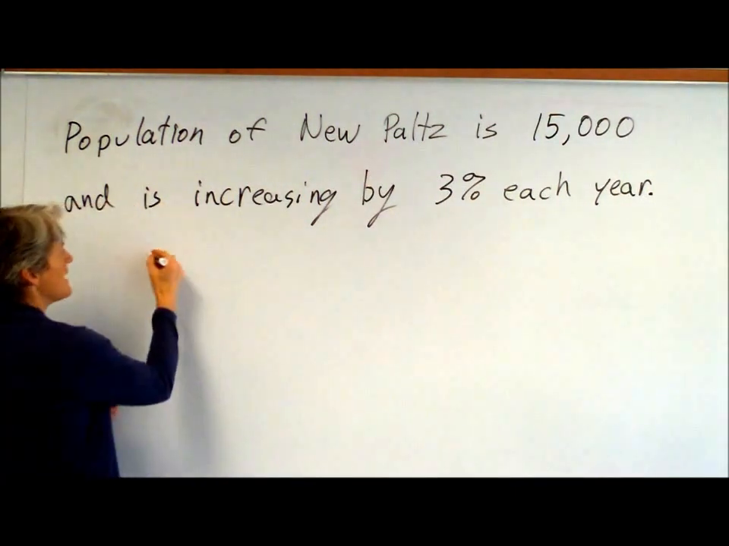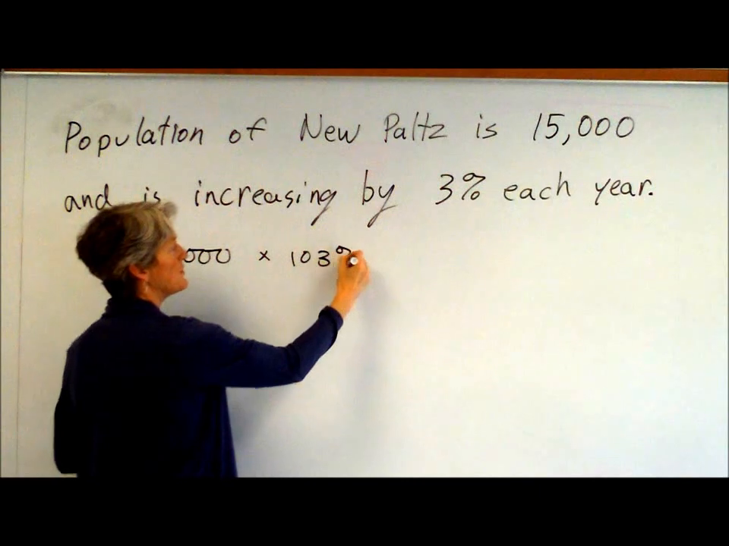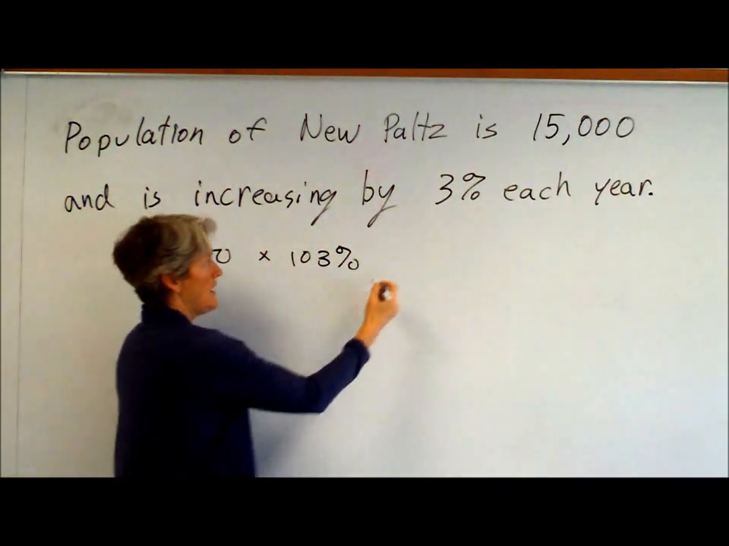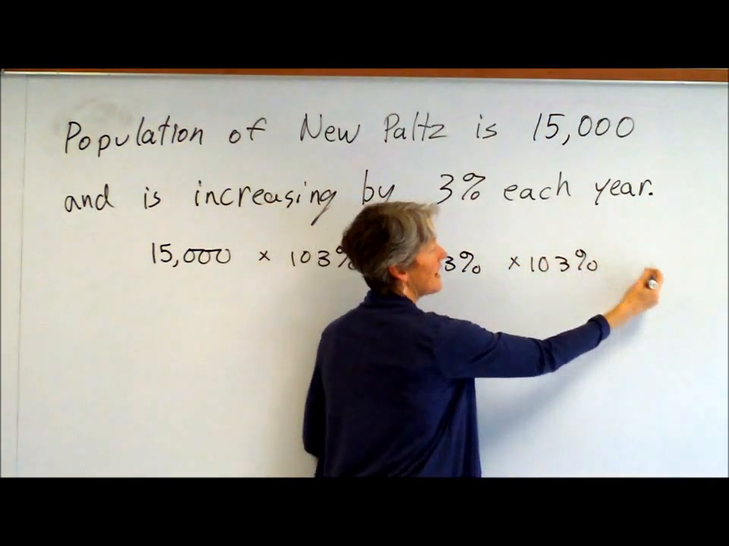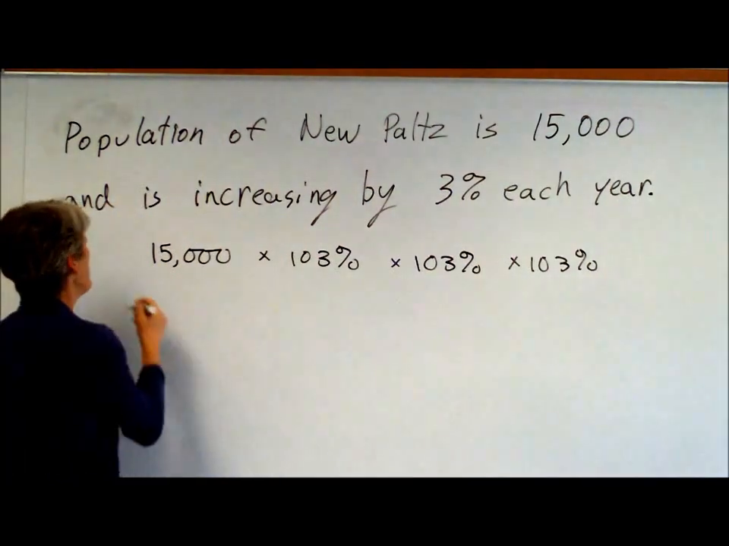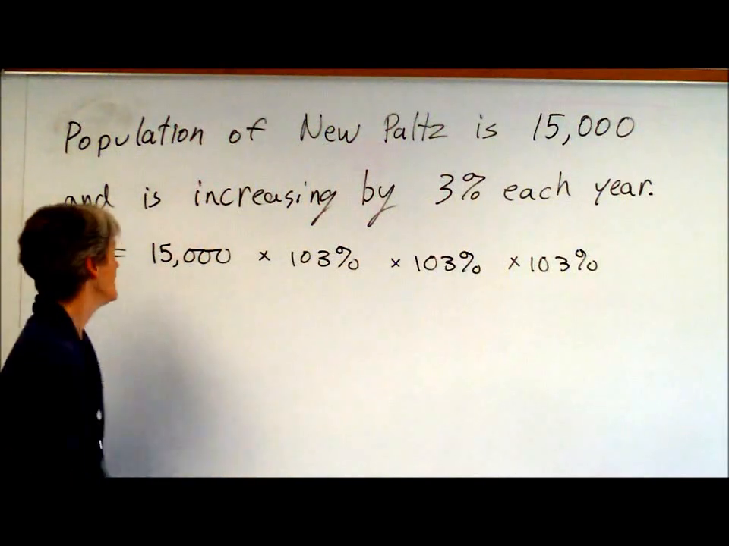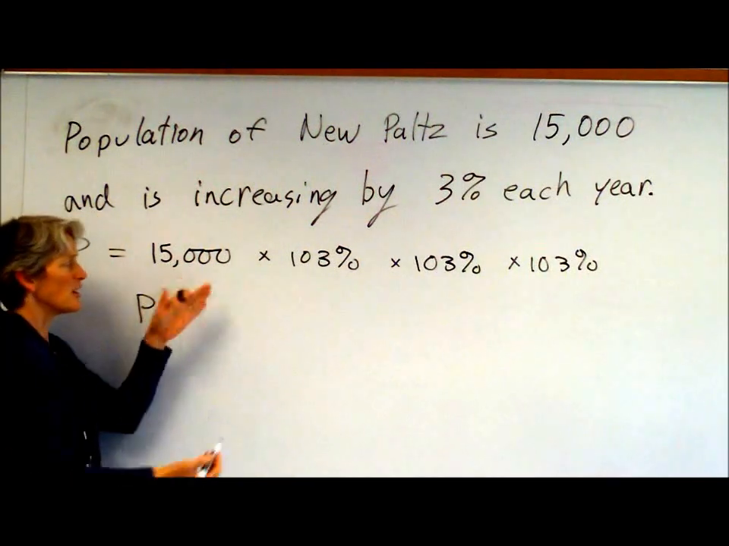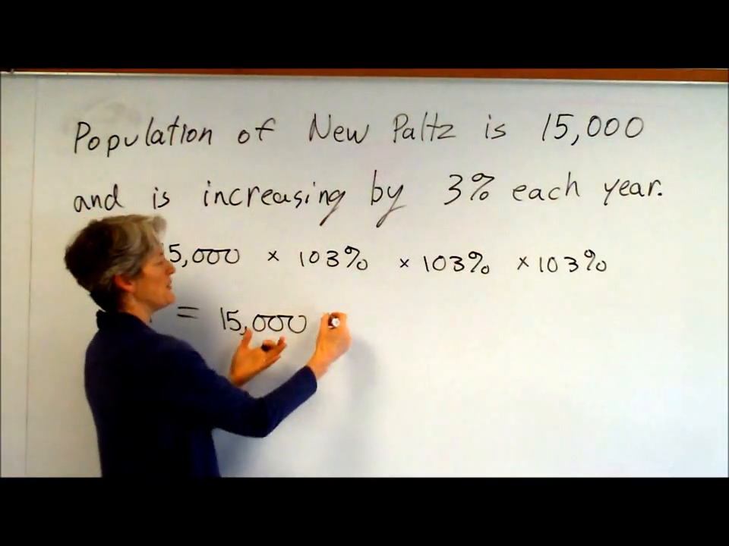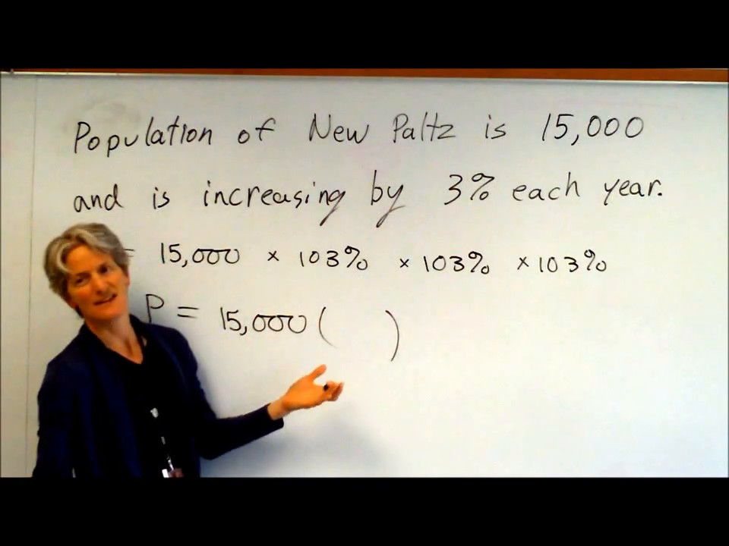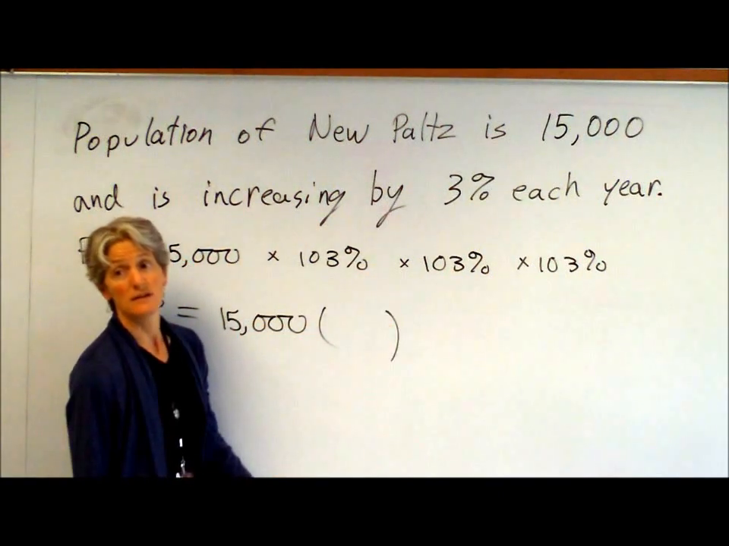So, in other words, if I take my 15,000, I'm going to multiply it by 103%, right? And for the next year, I want 103% again, and 103% again. You get where I'm going here? I think I get it. That's good. So, if I'm saying that's my population at any time, let's make this a little neater. I'm starting off with 15,000 people, I'm multiplying it by 103%. I don't want to have to write that percent sign there. What do I do, Tyler, if I want to write something without the percent sign?